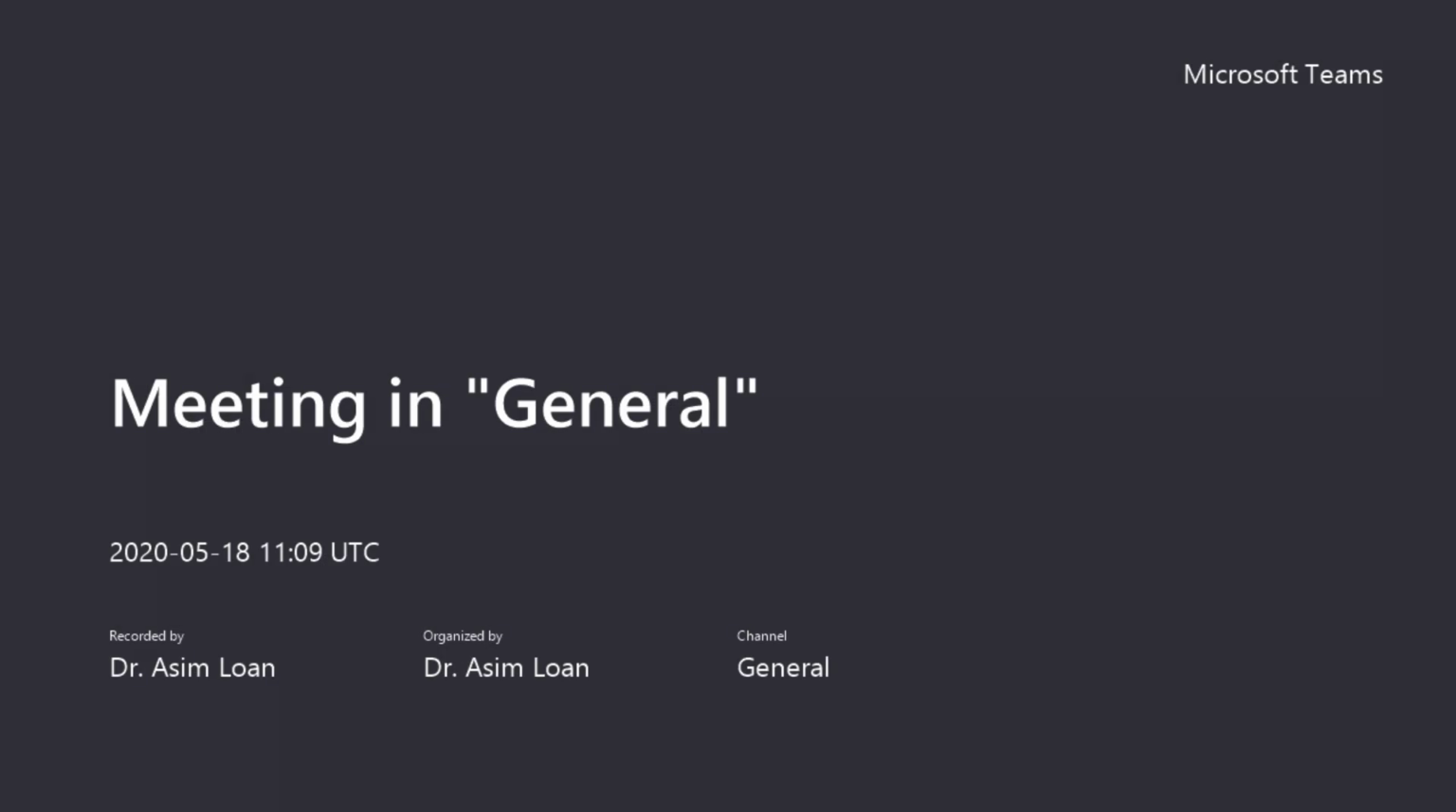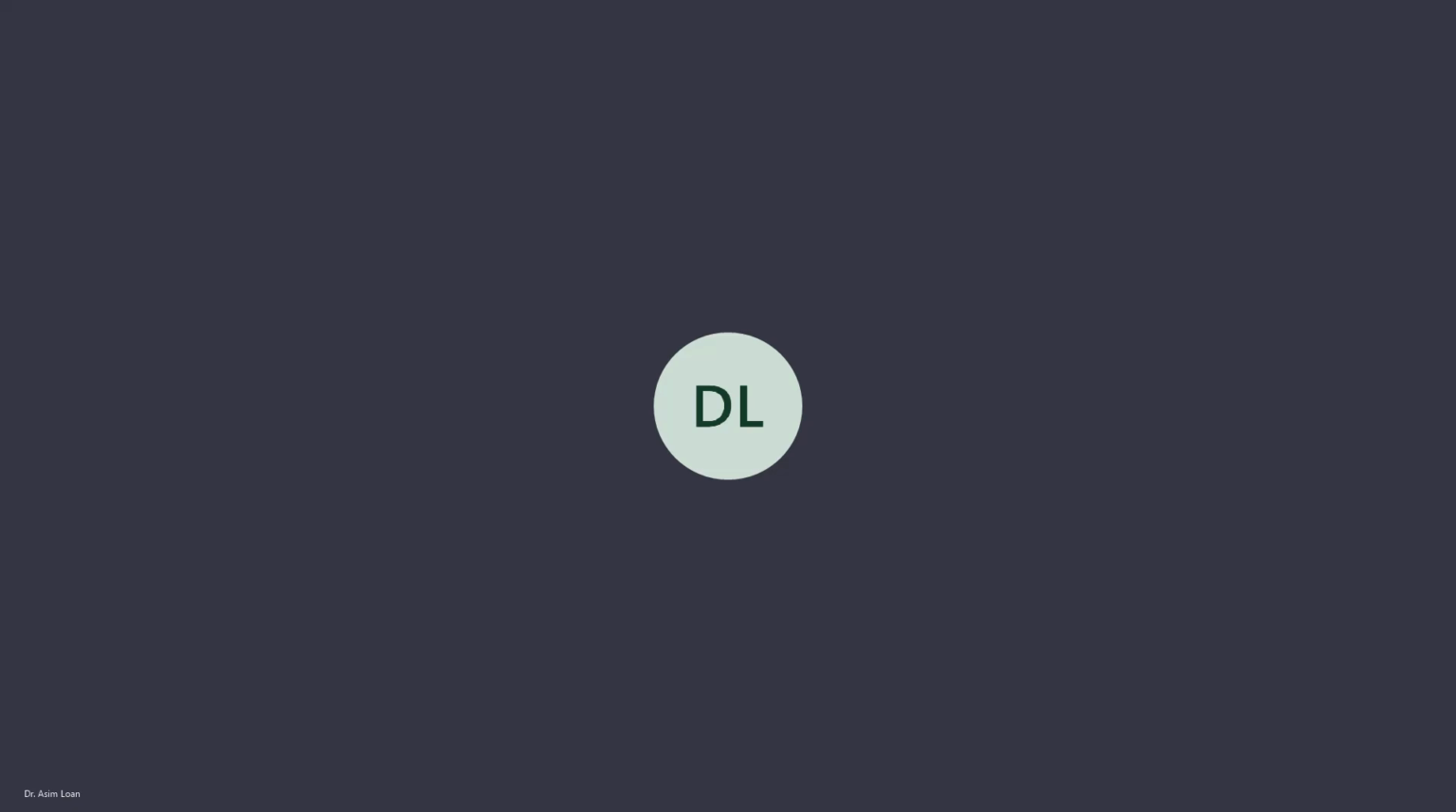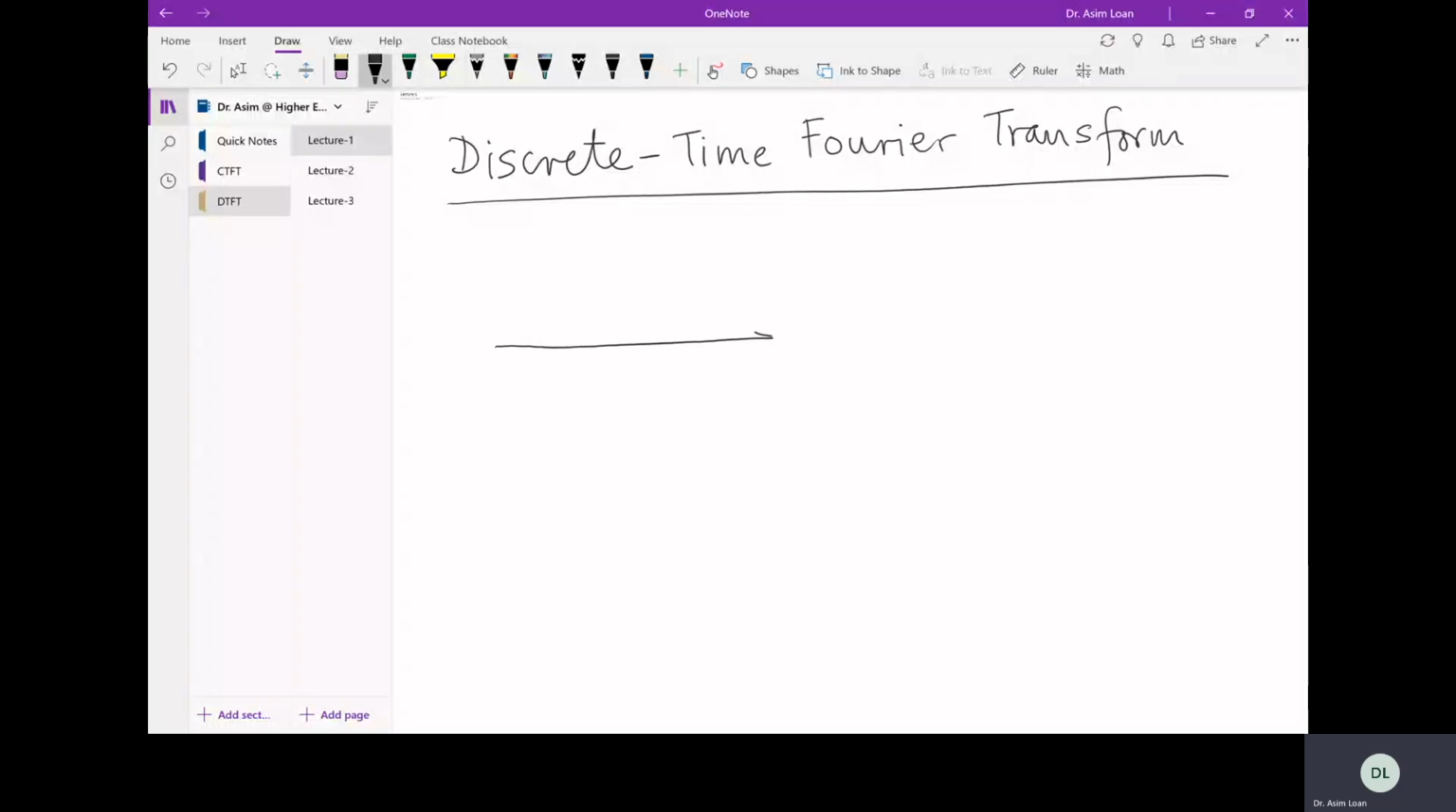as a continuous time Fourier transform. So let's consider an aperiodic x of n, which is non-zero from minus n1 to n2. This is x of n. And I periodically extend it.